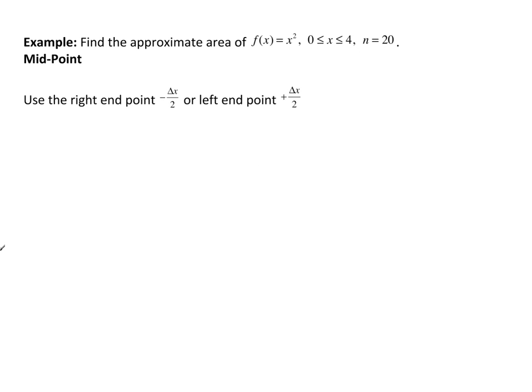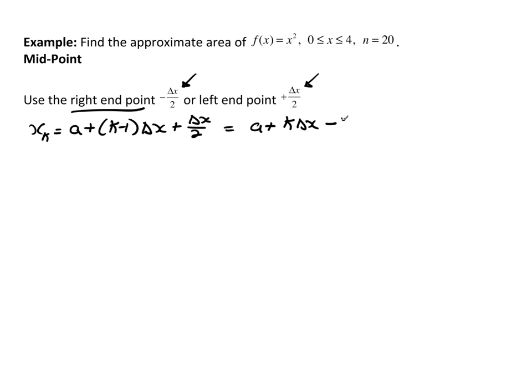Well, if I use the midpoint, there's two ways to go about it. I can either take the right endpoint and subtract delta x over 2, half of it, which would get me in the middle, or use the left endpoint and add delta x over 2, which will get me in the middle. Doesn't matter which. So if I say x sub k is equal to a plus k minus 1 delta x, this is the left endpoint, and I'm going to add to it delta x over 2, what I end up with is a plus k times delta x minus delta x plus delta x over 2.